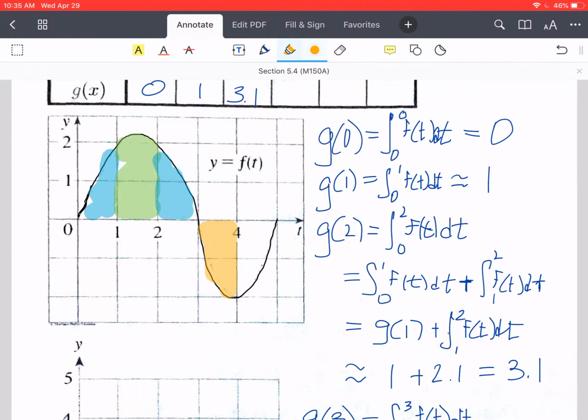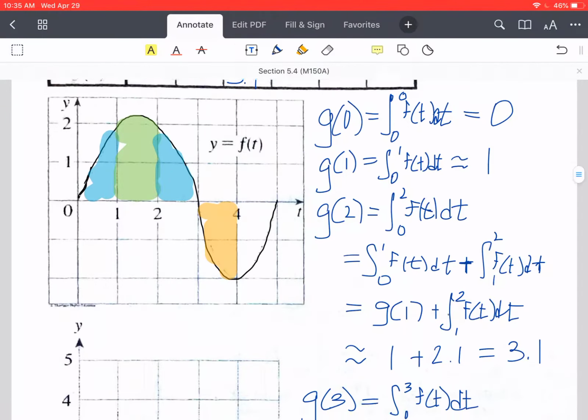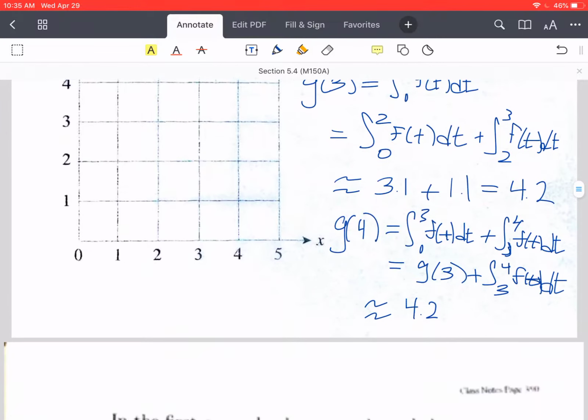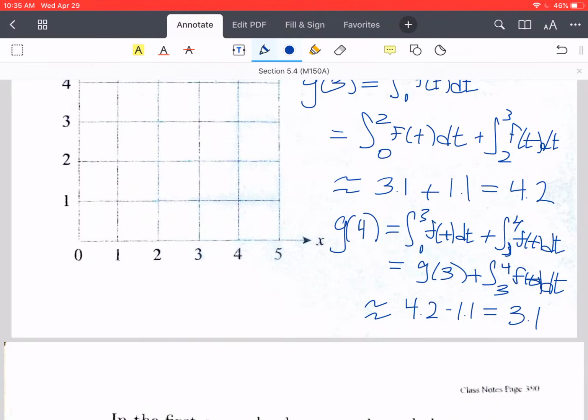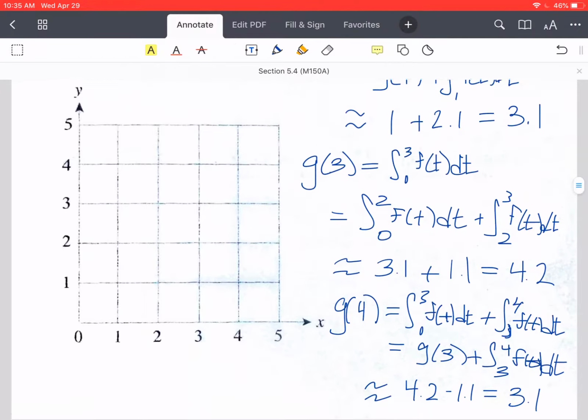So this one is actually a negative area, right? Because it's below the t-axis. And what is that value? Well, I would say it looks pretty close to this one, right? Because again, it has a little bit of a bigger bulge here, just like this one does. So I'm just going to call those the same area. But this one, of course, is negative. So we're going to have minus 1.1. So that would give us a value of 3.1.